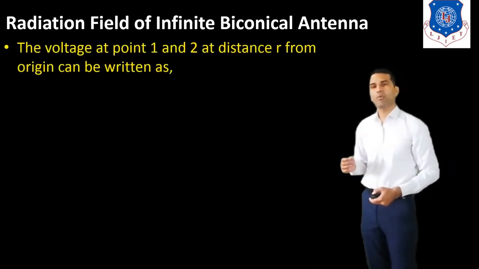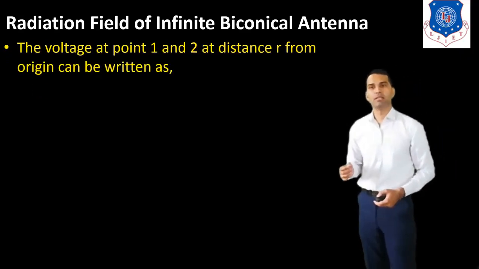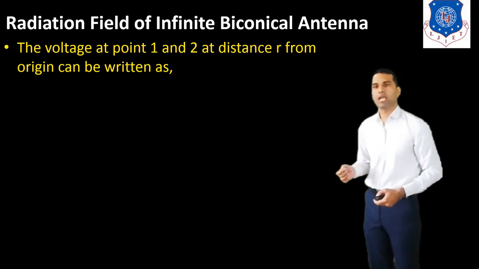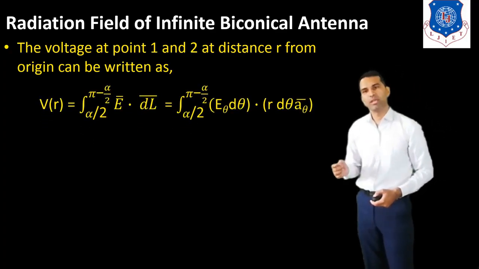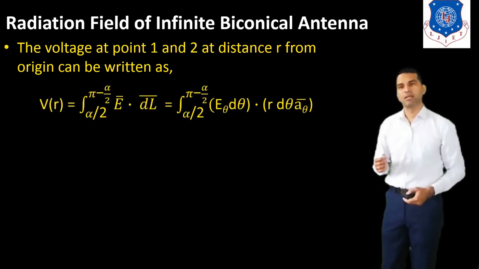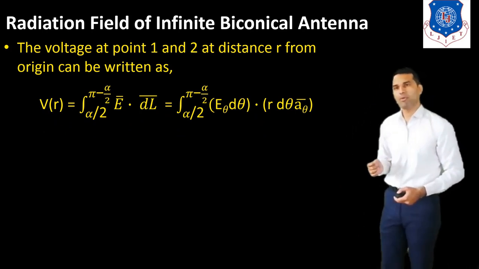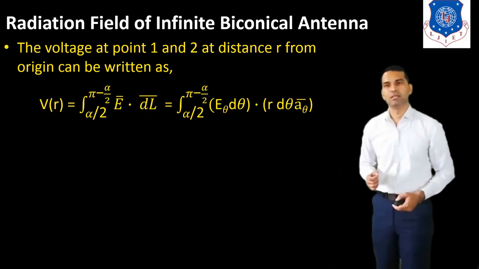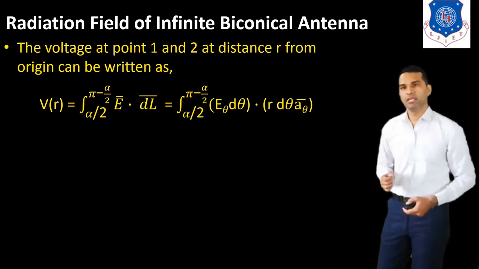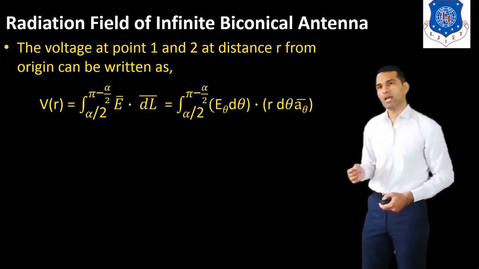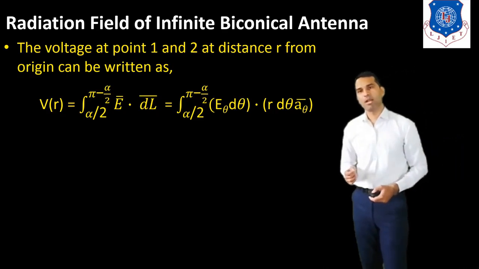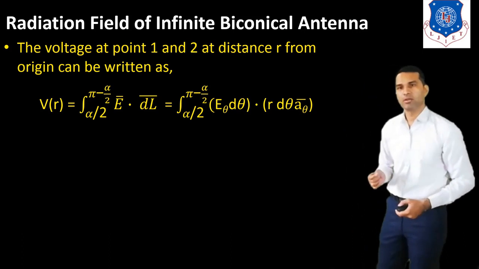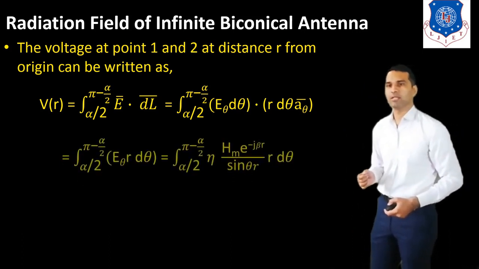The voltage at points 1 and 2 at the distance r from the origin can be written as V(r) equals the integration with limits alpha by 2 to pi minus alpha by 2 of E dot dl. So when we put the values of E and dl, we can write the integration from alpha by 2 to pi minus alpha by 2 of E theta a theta dot r d theta a theta.